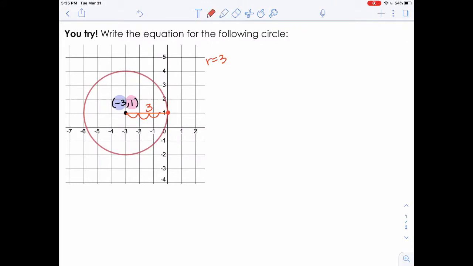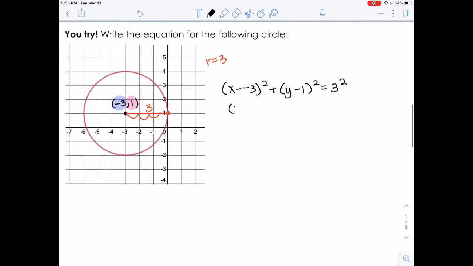Okay, so we have everything we need to go ahead and write this equation. We're going to take x minus -3, square that, and then add y minus 1 squared, and it's equal to 3 squared. All right, simplify if possible, which we can: x plus 3 because of the double negative. Add y minus 1, no simplification there. But I can simplify 3 squared, and that gives me 9. So my final answer is x plus 3 squared plus y minus 1 squared equal to 9.